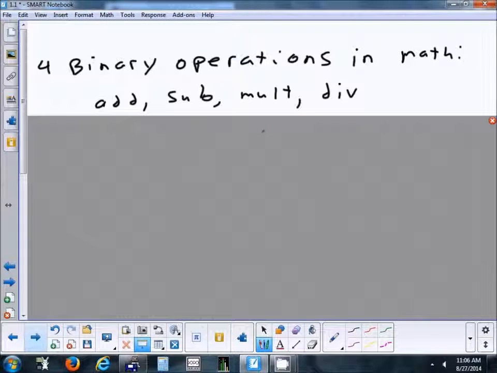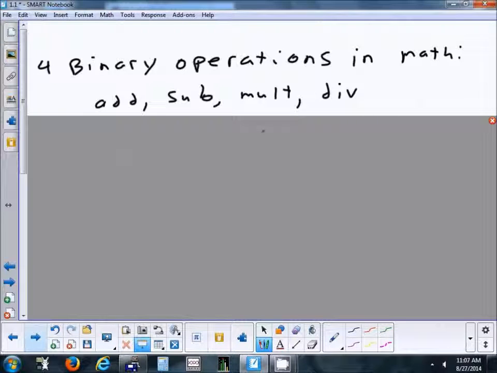Okay. In math, there are 4 binary operations. If an operation is binary, what that means is it needs 2 things to work. For example, if you want to add, you can't add with one number. Addition is an operation where you need a first number and a second number.